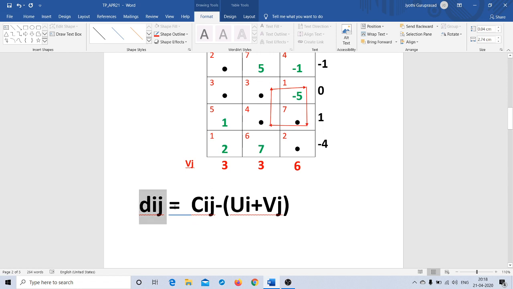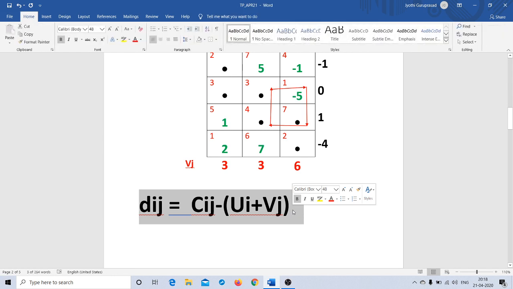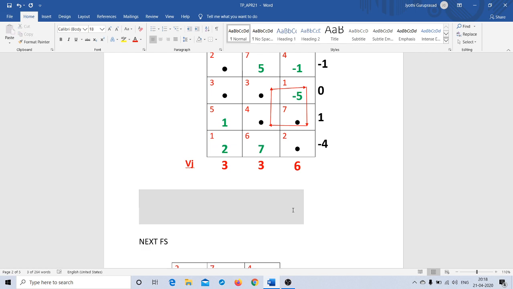So the loop where it started, that is where you have the largest negative entry, that is minus 5, I will have plus theta over there, and then I come down, right? And this particular cell is the corner of the loop. I will mark minus theta, then this will be plus theta, and this will be minus theta, right? So this is how I complete my loop by marking plus and minus theta alternately.